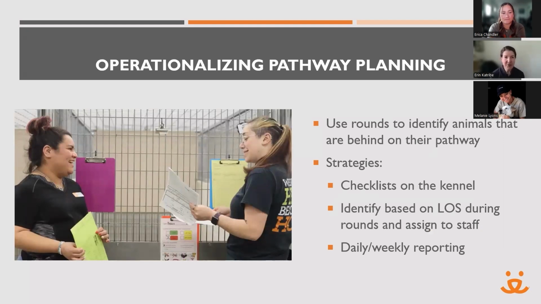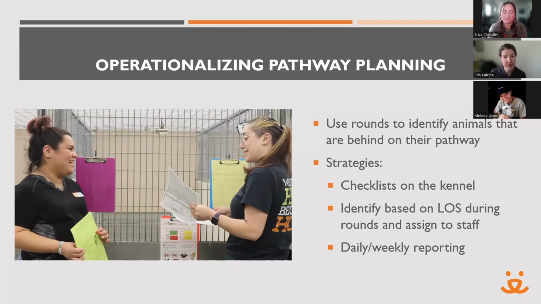You heard the last couple of weeks about general population management, but specifically about pathway planning. And rounds is a perfect place to start operationalizing pathway planning. We can use rounds to identify animals that are behind on their pathway. If you've been working through the workbook activities, you've designed these optimal pathways for animals in our care. And we can use rounds to identify who is behind on that pathway. Who do we need to take extra steps for in order to get them out of here?